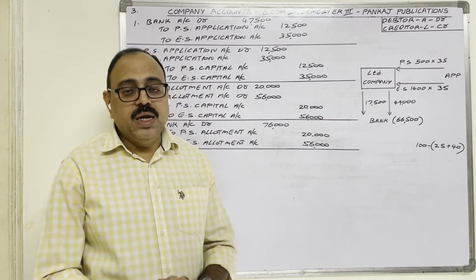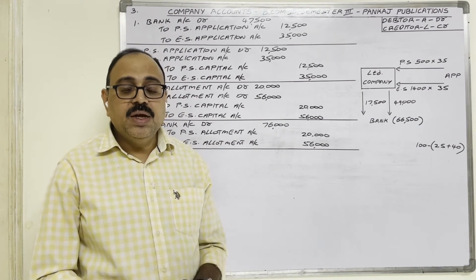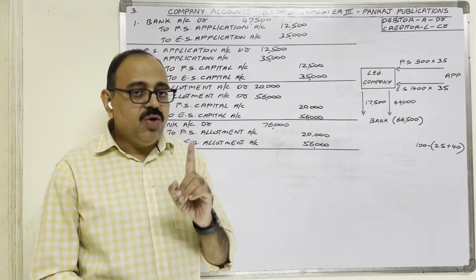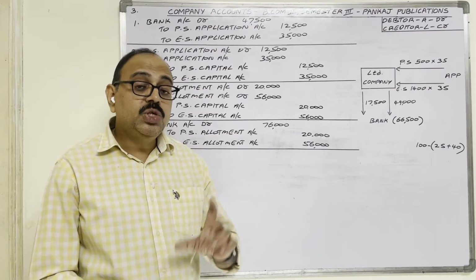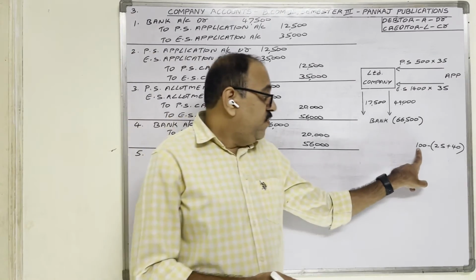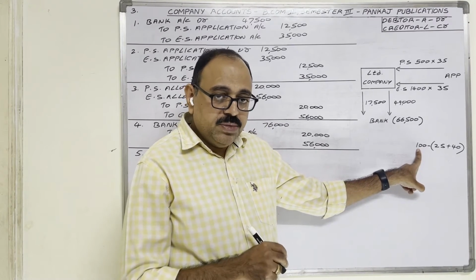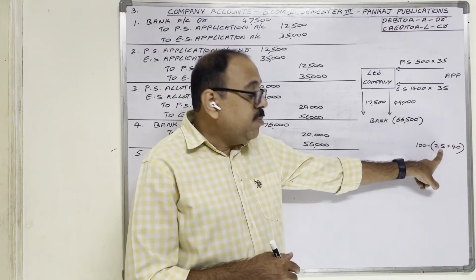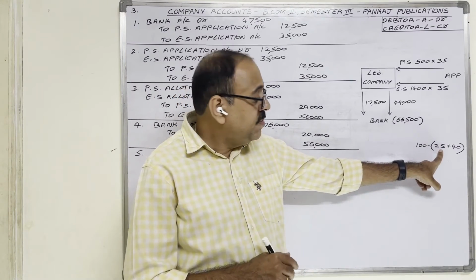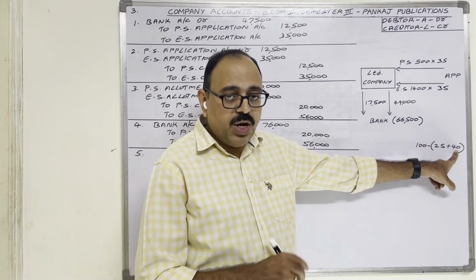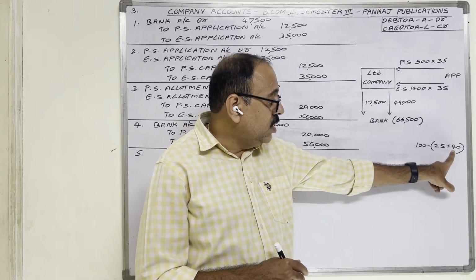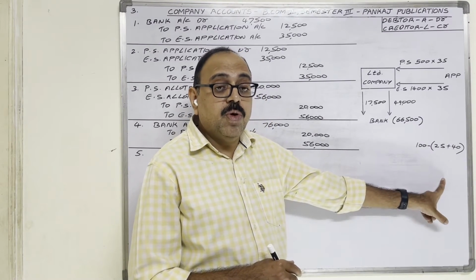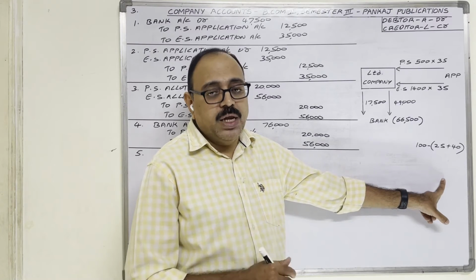Now come to the call related entries. As I explained earlier, in the present problem there is no first call, no second call, no final call. Only one call is there. And how much money should the company receive on that? The face value of one share is 100 rupees, for both preference share and equity share, the same amount. Application money per share is 25. Allotment money per share is 40 rupees. 25 plus 40 is 65. So 100 rupees minus 65 rupees, the remaining amount of 35 rupees is the call money on one share.